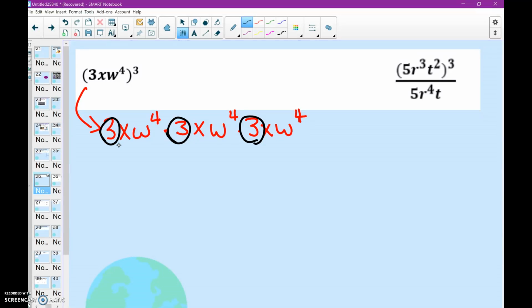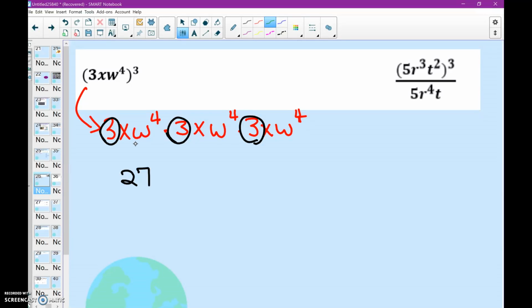So I'm going to do 3 times 3 times 3 like I normally would. Well, 3 times 3 is 9. 9 times 3 is 27. This is why we usually get mistakes. People just take the 3 and multiply it, and they get 9. And then we have a lot of mistakes with coefficients.